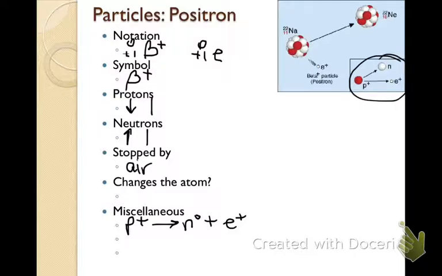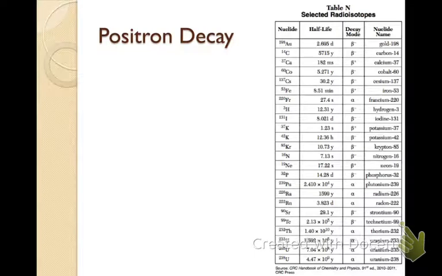And let's think about if it changes the atom. If you change the number of protons, yes, you will end up changing this atom. Alright, so again, it can be stopped by thin air, and it's a proton that releases a neutron and an electron. So let's go back to table N and find anything that decays via a positron.